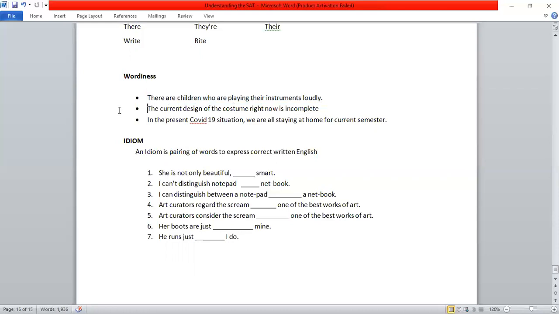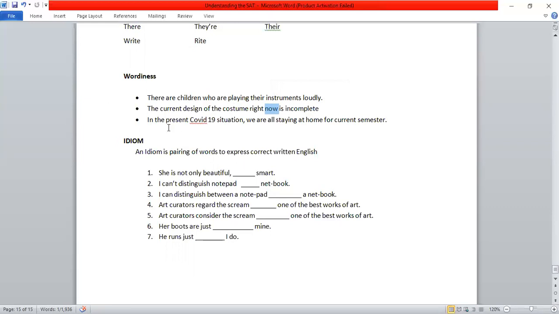Let's look at the next. The current design of the costume right now is incomplete. Now if something is incomplete, it is current, so you don't have to use both words. The current design of the costume is incomplete. You don't need the word now. The current design is incomplete, that's all.